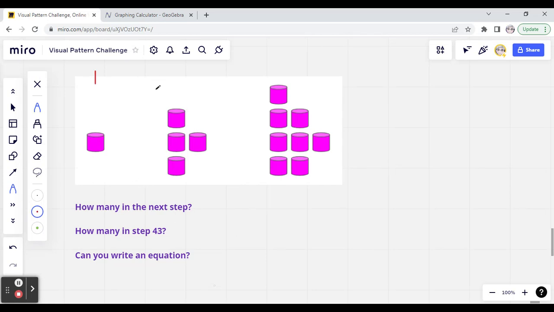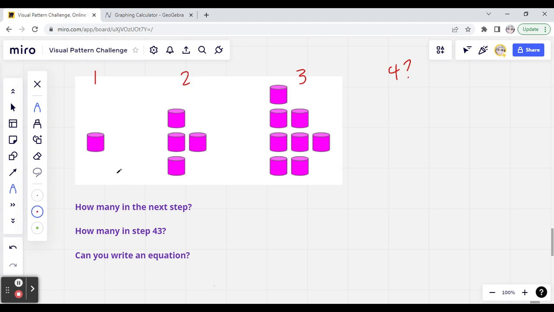Here's our pattern today. Here's step 1, here's step 2, here's step 3, and your challenge is to predict the number of cylinders in step 4. If you can do that, can you predict the number in step 43? And can you write an equation that could be used to predict the number of cylinders in any step at all? I think this one is pretty difficult, but if you'd like to accept this challenge, pause the video, see how far you can get.